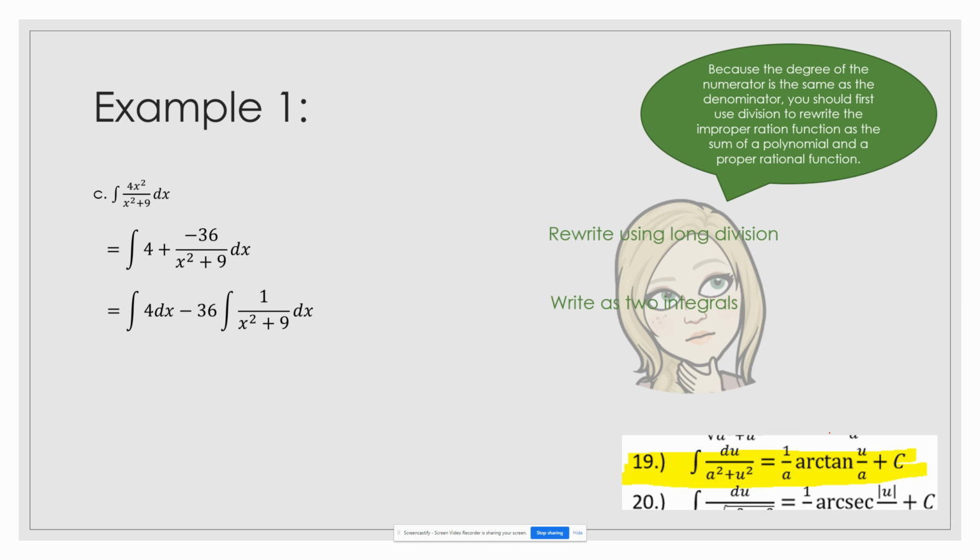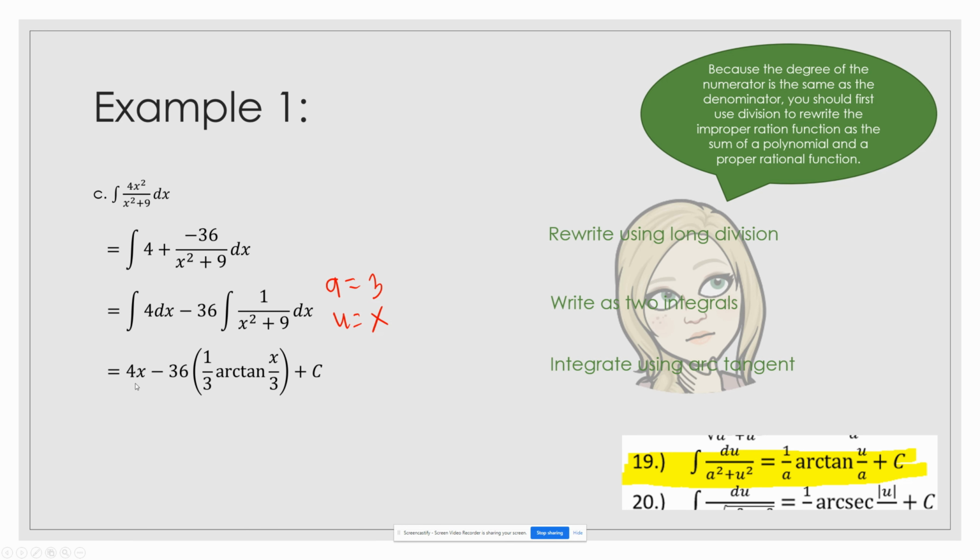Our arctangent rule says that if we have du over a squared plus u squared, the antiderivative of that is 1 over a arctangent u over a plus c. And we actually use this arctangent rule in example A. So we already know how to identify a and u. So our a is 3 and our u is x, which means then we could apply that arctangent rule.